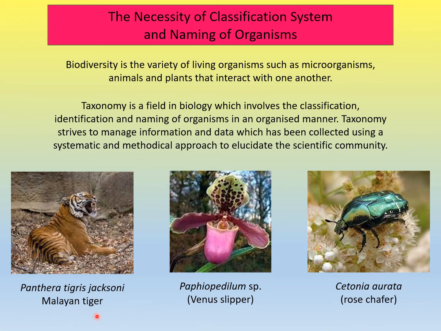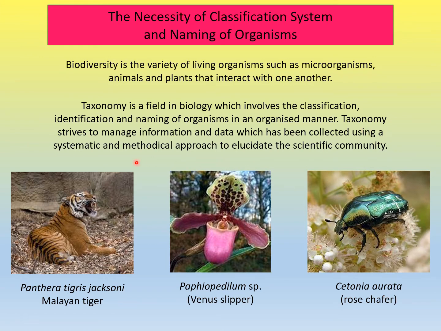This is Malayan tiger. The scientific name is Panthera tigris jacksoni, and this is one type of orchid. The common name is Venus slipper. So the scientific name is Paphiopedilum. Okay, this is Rose chafer. The beetle in Europe, a metallic green European beetle, which feeds on roses. Okay, so the scientific name is Cetonia aurata.